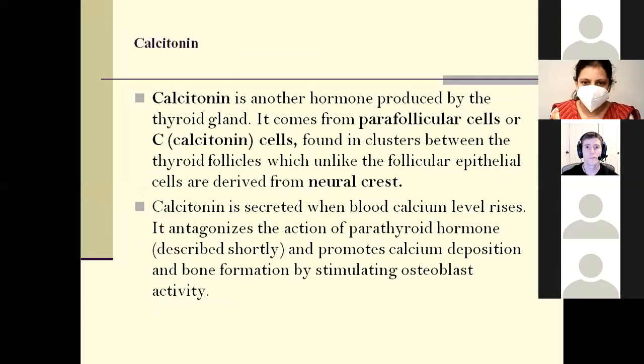Calcitonin is another hormone that is produced by the parafollicular cells of the thyroid gland, and this is responsible for lowering blood calcium levels in the body. It also promotes calcium deposition and bone formation by stimulating osteoblast activity.